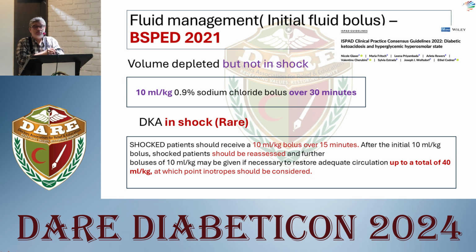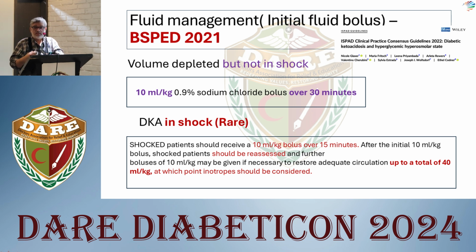In rare cases, they may be in shock. If there are too many vomitings, and the child is really badly, severely dehydrated, in that case, you will have to give a 20 ml per kg bolus as quickly as possible. This is as per SPAD. What BSPD says is, if there is no shock, give 10 ml per kg over 30 minutes. If there is shock, which is rare, give 10 ml per kg over 15 minutes. At the end of the bolus, assess how the patient has responded to your bolus. If shock is still there, give one more bolus. At the end of every bolus, keep assessing.